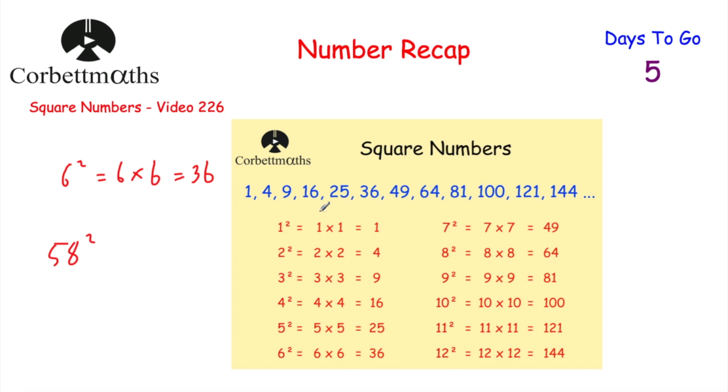And in terms of your square numbers, 1 squared is 1, 2 squared is 4, 3 squared is 9, and so on. So the square numbers are 1, 4, 9, 16, 25, 36, 49, 64, 81, 100, 121, and 144, and so on, and just keep going on. So it's important to know the square numbers.